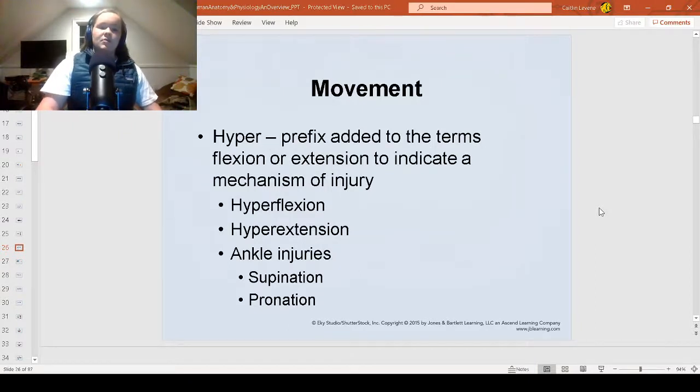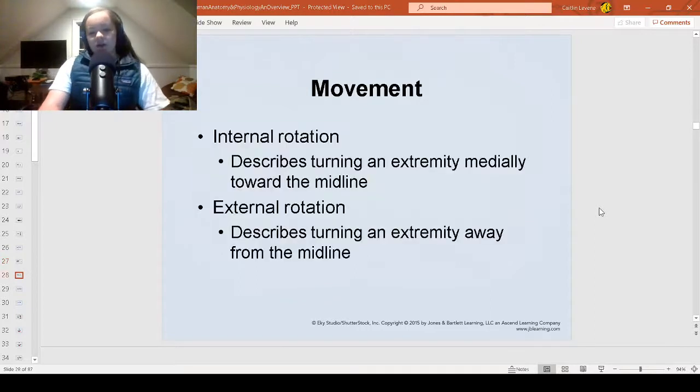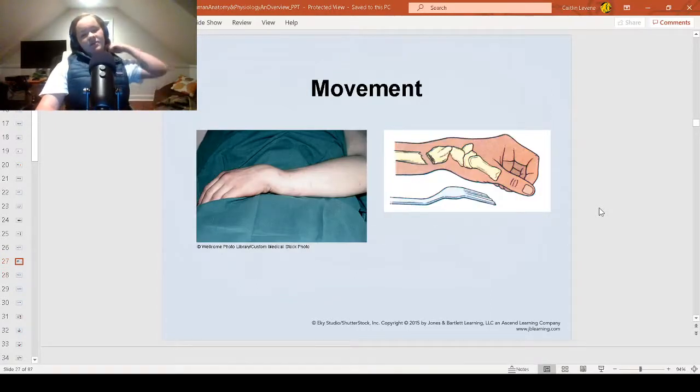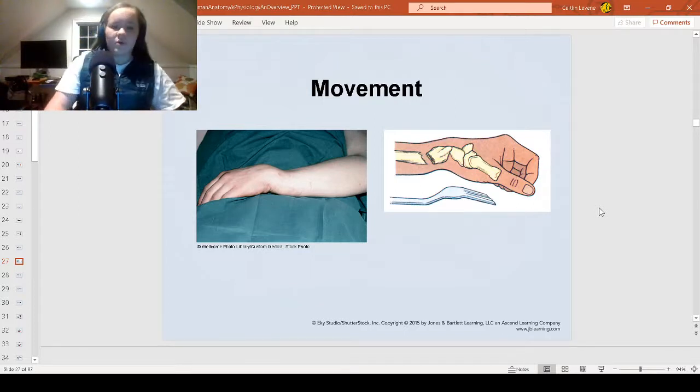Hyper is a prefix added to the terms flexion or extension to indicate a mechanism of injury. Hyperflexion and hyperextension are both injuries that can be quite severe. Ankle injuries include supination and pronation. So here we have some pictures, and they actually show what is caused.